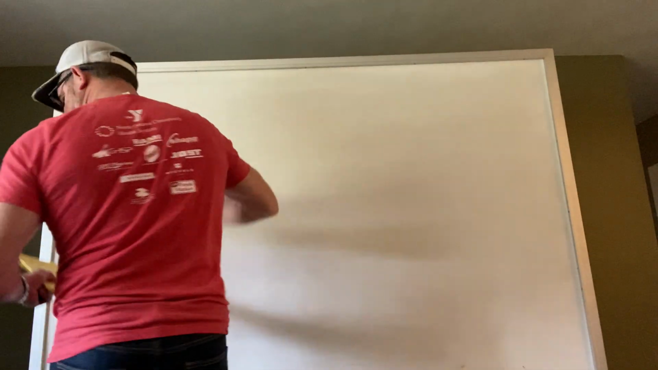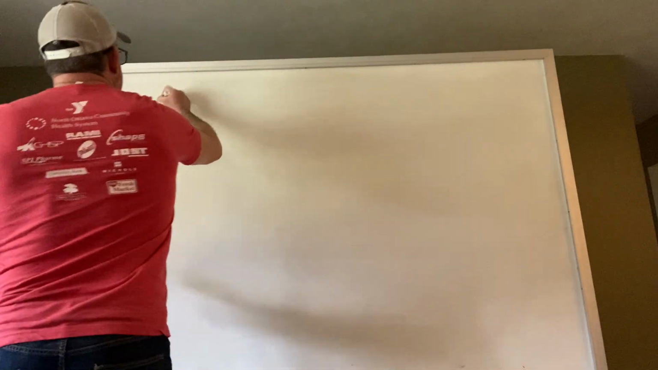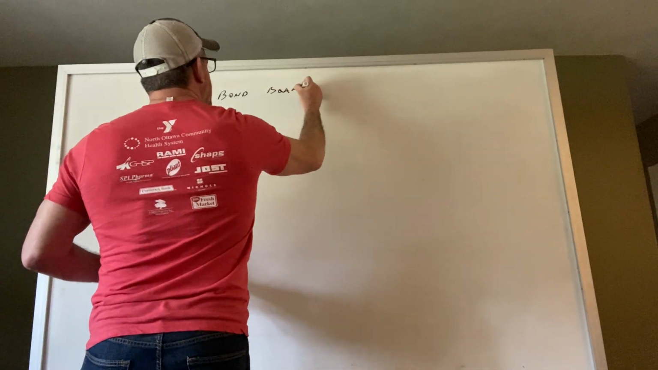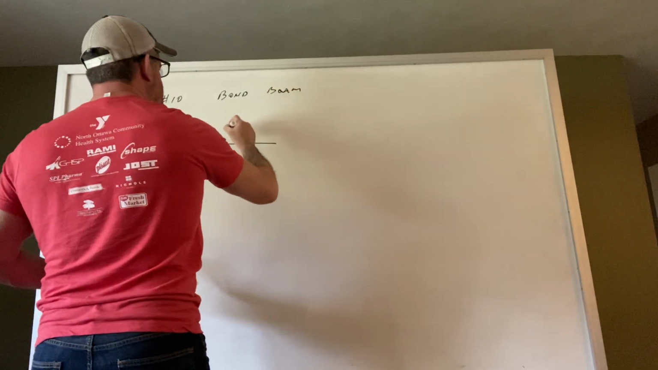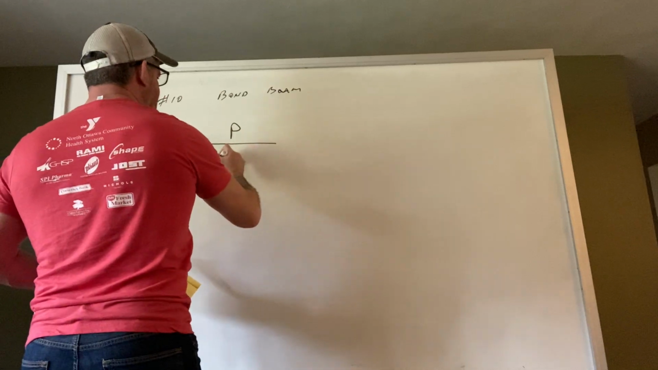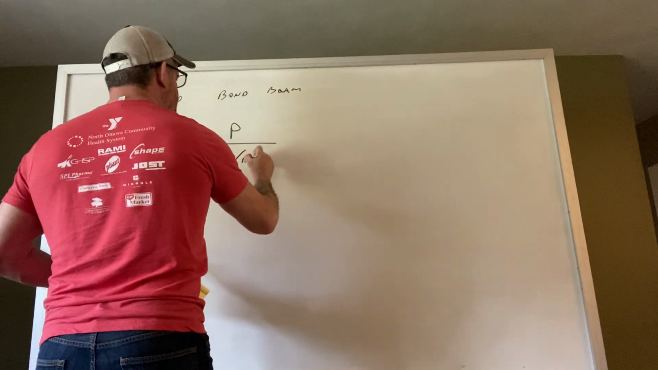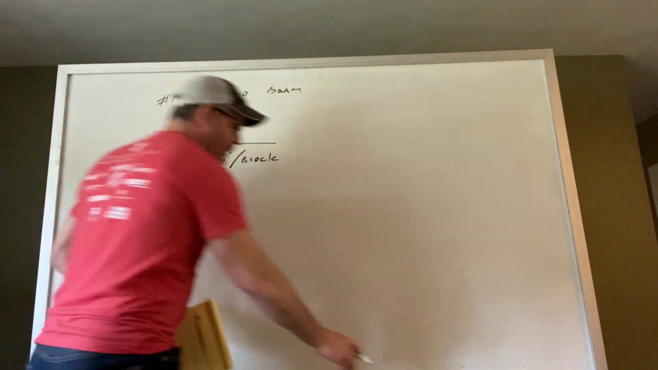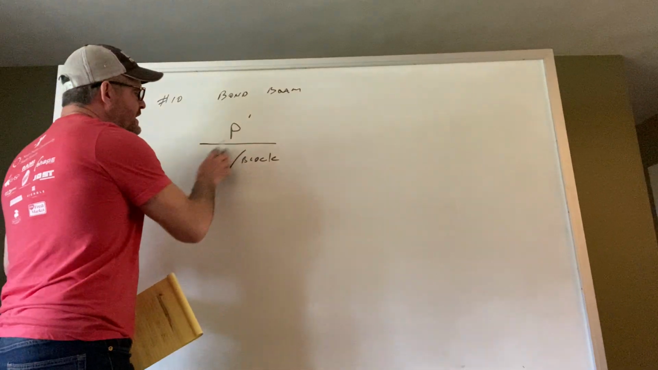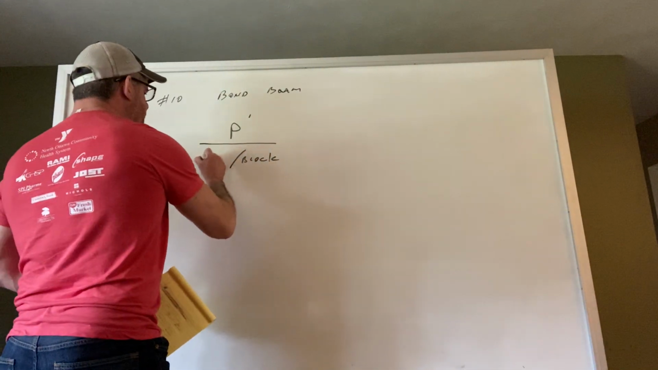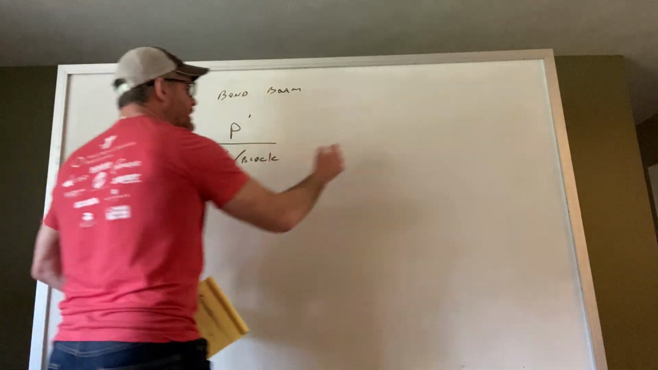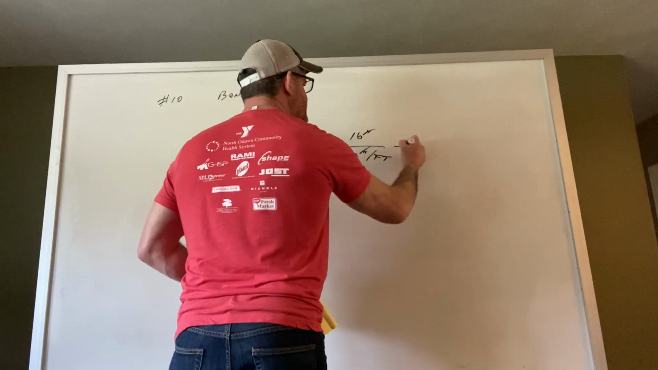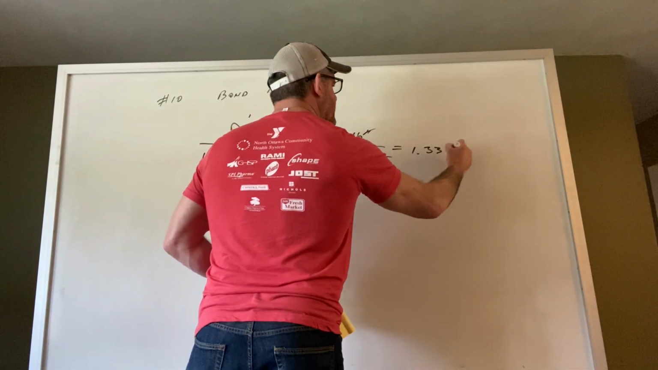So first off, this is number 10, bond beam block. And I know that is going to be my perimeter divided by 16 inches per block. I know that perimeter is going to be in feet, so I'm going to have to convert my inches to feet. 16 inches divided by 12 will give me 1.33 feet. 16 inches divided by 12 inches per foot. My inches cancel. I get 1.33 feet.